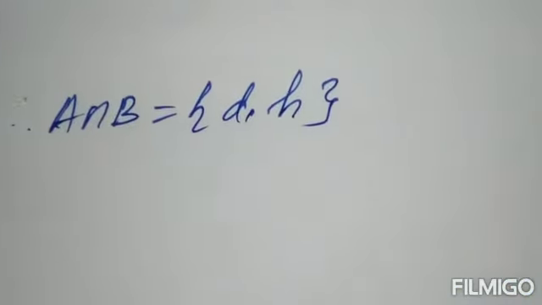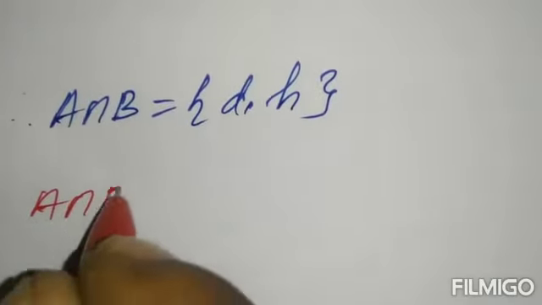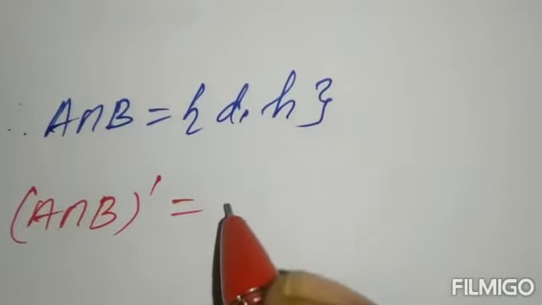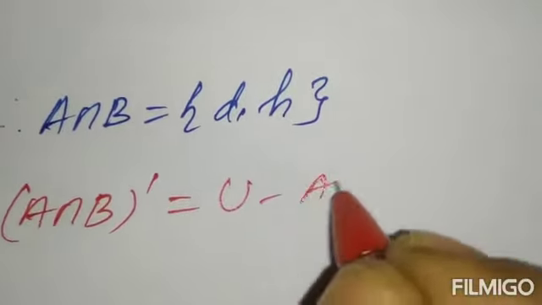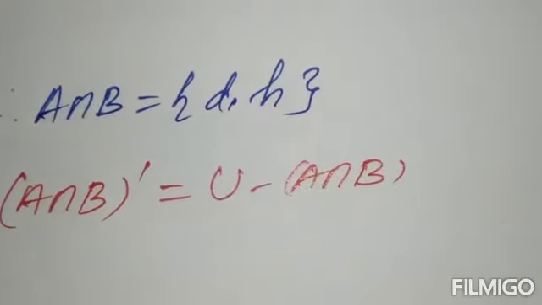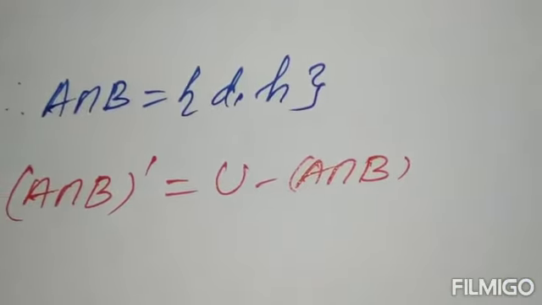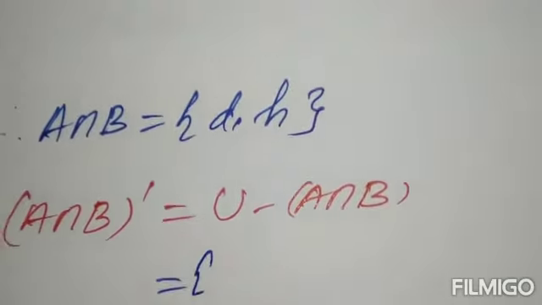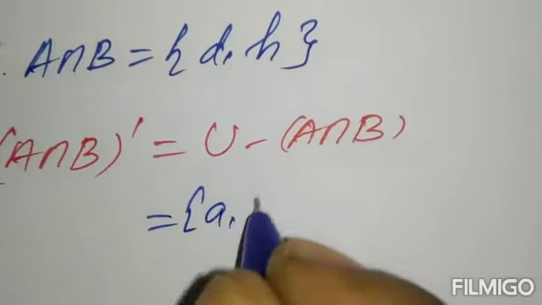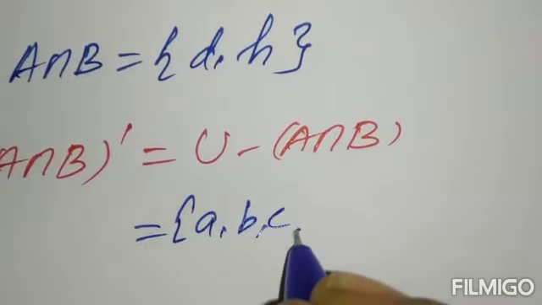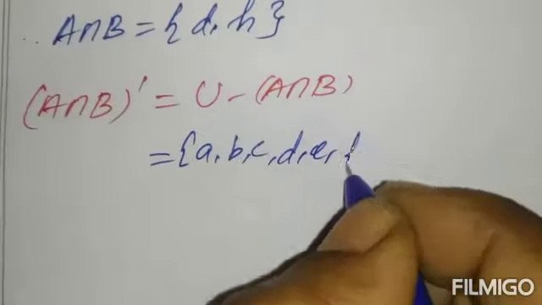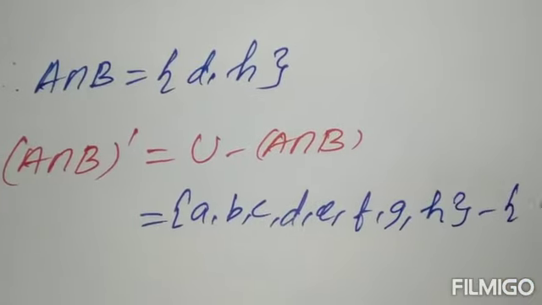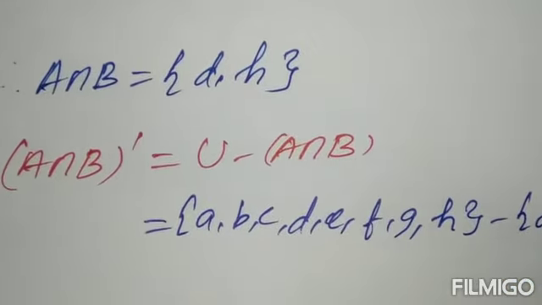Now we can find the A intersection B the whole complement. A intersection B the whole complement is equal to U difference A intersection B. Whatever the complement, we have to take the difference from U. Now listing the elements of U: A, B, C, D, E, F, G, H. The elements of A intersection B are D comma H.